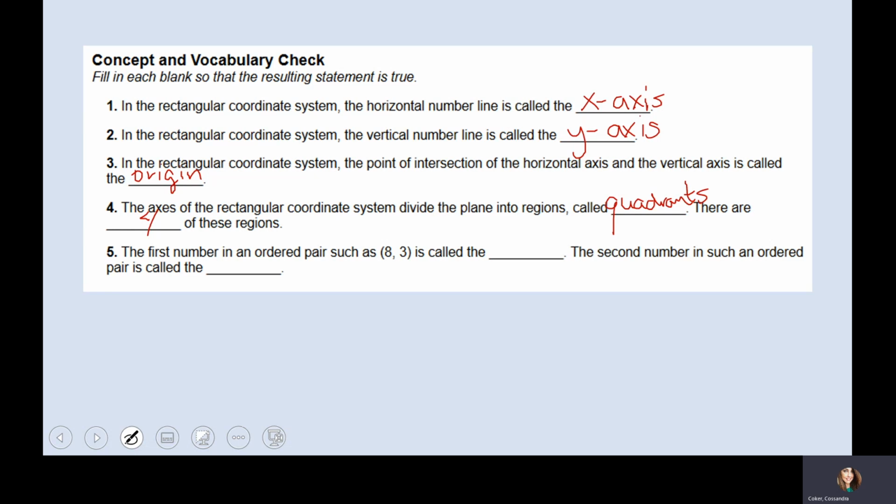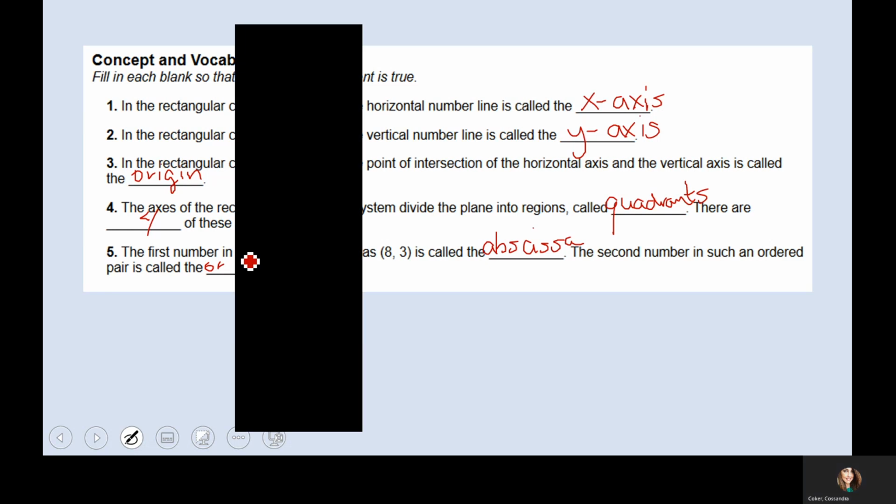The first number in an ordered pair is called the x-coordinate or the abscissa. The second number in an ordered pair is called the y-coordinate or ordinate. Abscissa is kind of an abstract term. You don't hear abscissa and ordinate a lot, but you need to be familiar with them in case you hear them again.